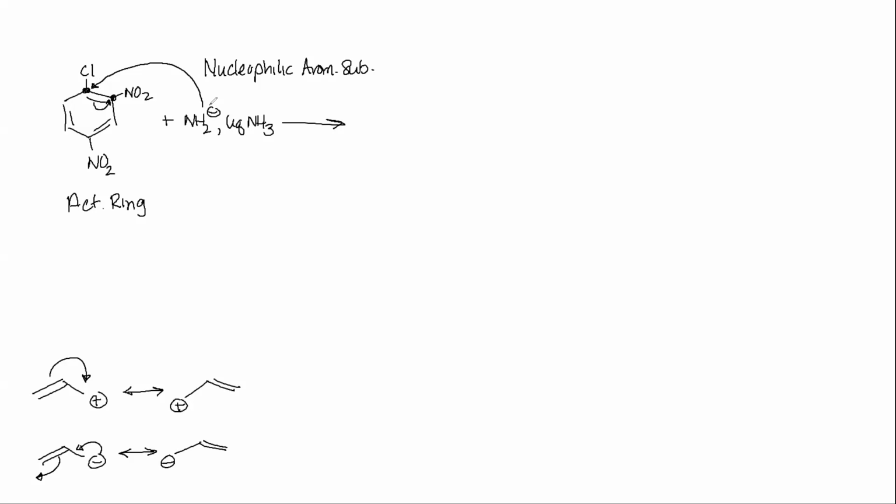So that means when I bring the pair of electrons in to form this bond, this pair of electrons is going to go to the carbon with the nitro group, sorry. So I'm going to have my Cl and my NH2. I'm going to have these double bonds in their places. And then I'm going to have the negative charge on the carbon where the nitro group is attached. So that's intermediate resonance structure number 1.